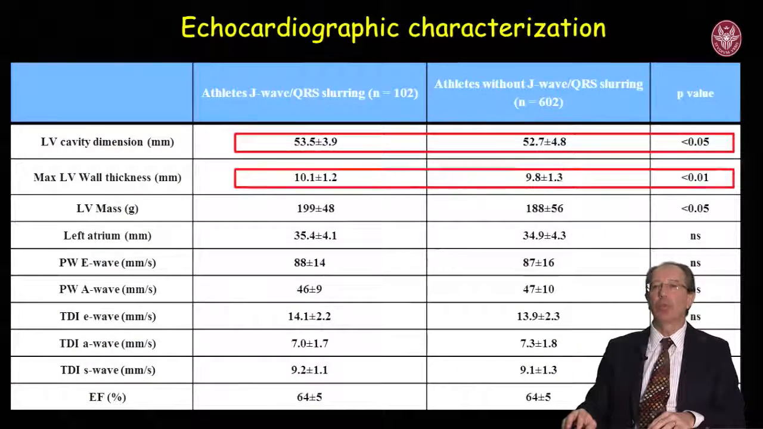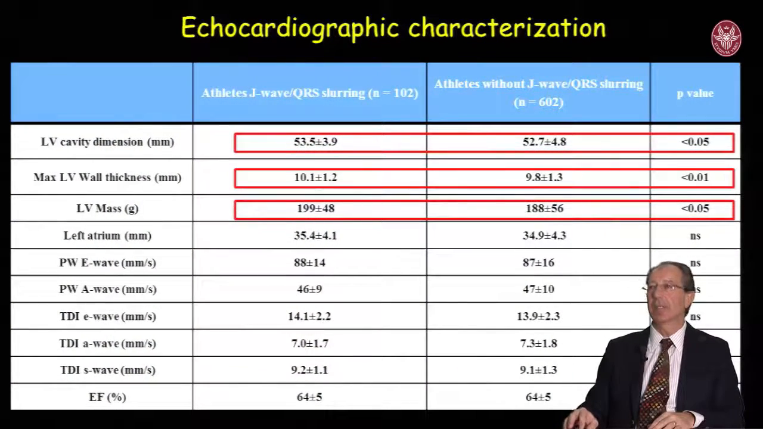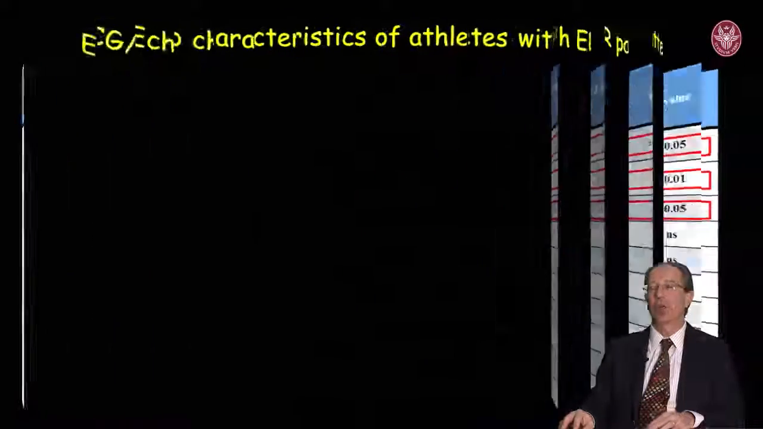And with regard to the morphologic characteristics, here again there are certain differences. For instance, the left ventricular cavity dimension was larger, wall thickness on average was greater, and the mass was larger in athletes showing J-wave and quiescent learning. Again, this is direct evidence of a greater extent of left ventricular remodeling.